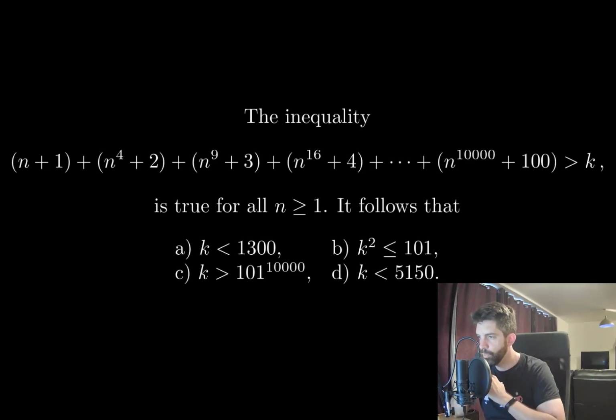The inequality n plus 1 plus n to the 4 plus 2 plus n to the 9 plus 3 and so on up to n to the 10,000 plus 100 is greater than k for all n greater than or equal to 1. It follows that k is less than 1,300, k squared is less than 101, k is greater than or equal to 101 to the power of 10,000, or k is less than 5,150. Okay, so we want to find an extremal value of k in some sense, right?